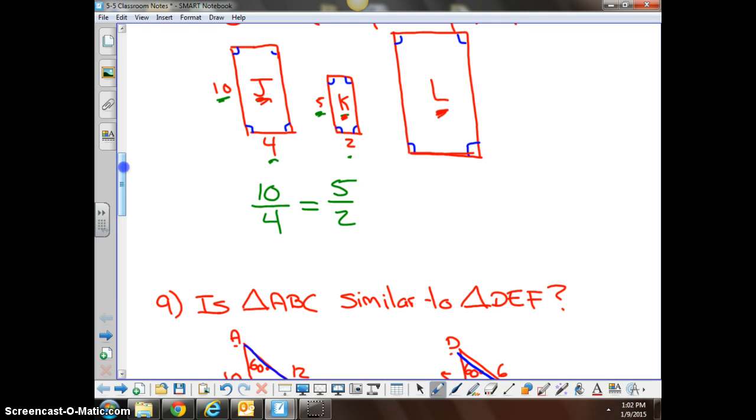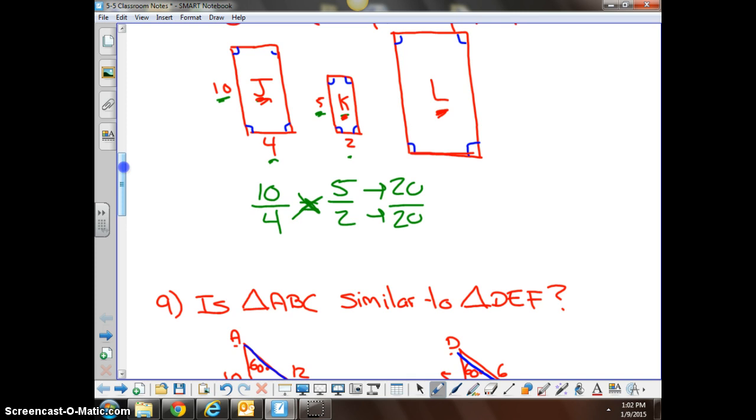You know that you can check for equal ratios by cross multiplying. In this case, we got 4 times 5 is 20. 10 times 2 is also 20. And we now know that rectangle J and rectangle K would be proportionate.